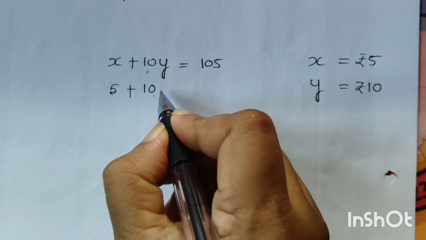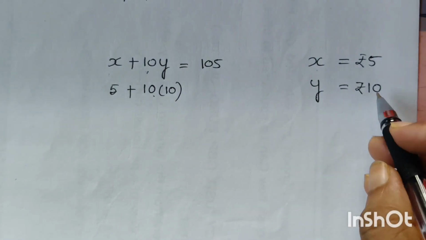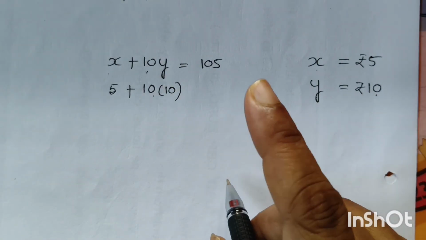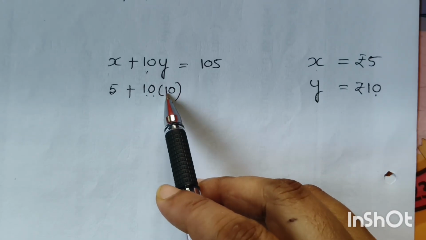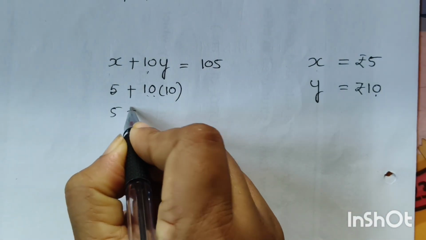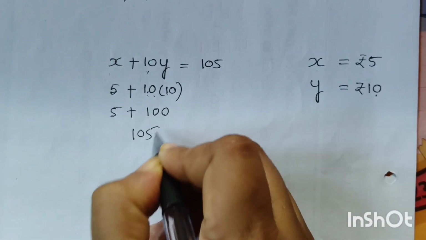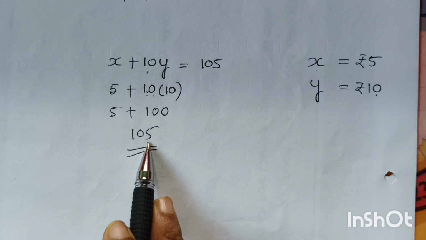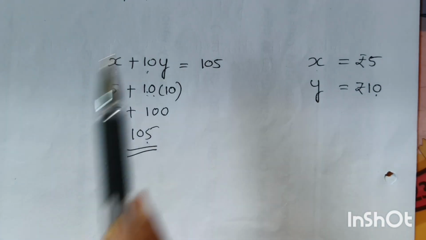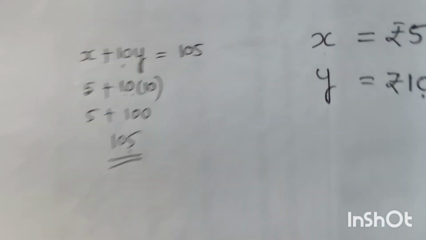10 into 10. For 1 kilometer, we got 10 rupees. But how much has the customer travelled? 10 kilometers. Therefore, 10 into 10. 10 into 10 is 100. Therefore, the total amount paid by him is 105. This 105 includes both the fixed charge and the charge per kilometer. Now, let me explain the second one.